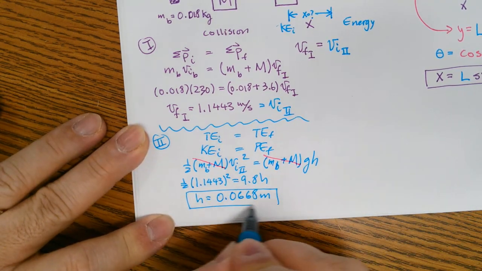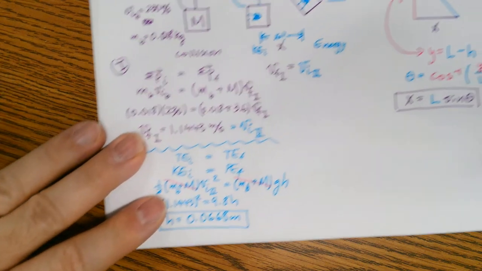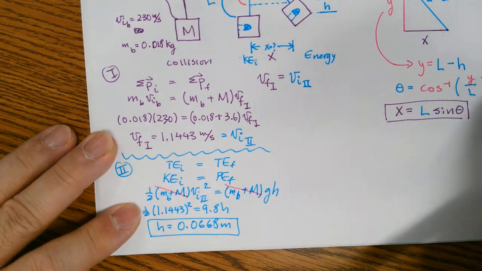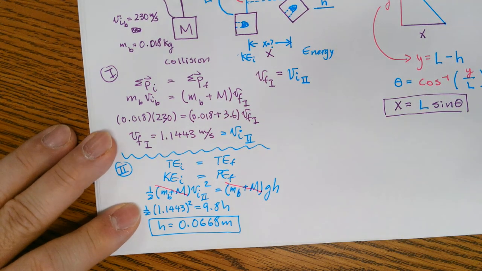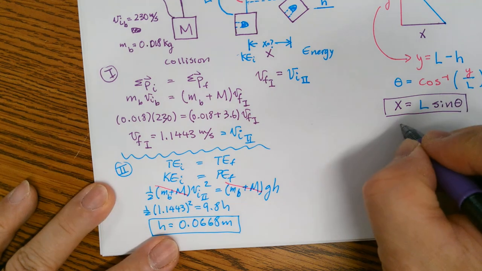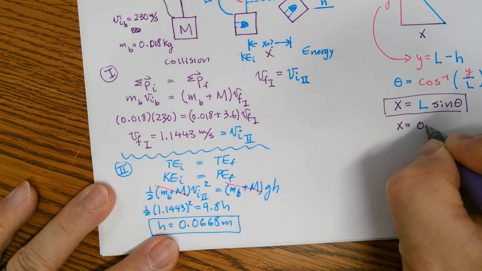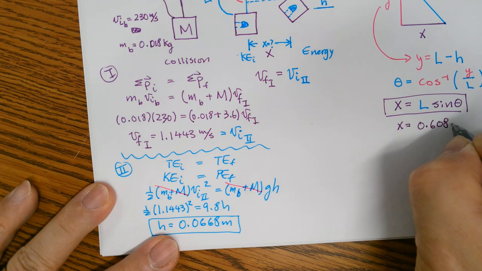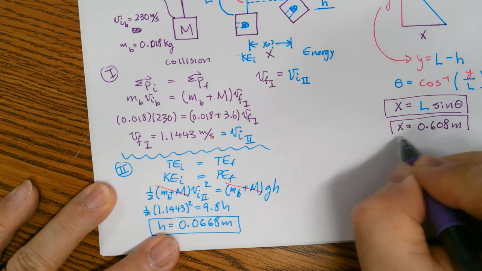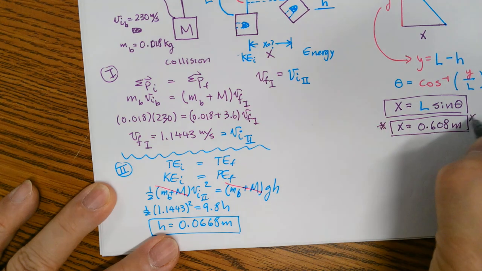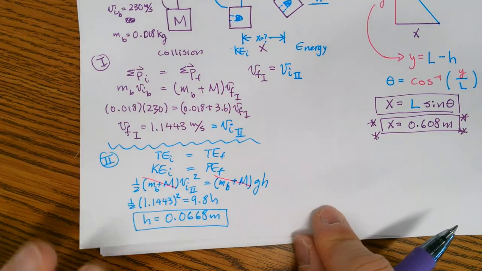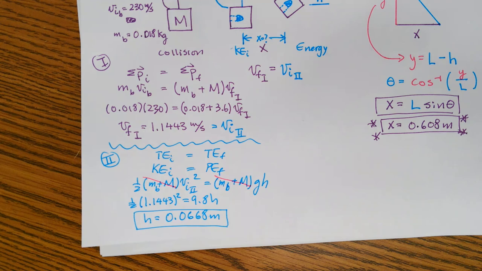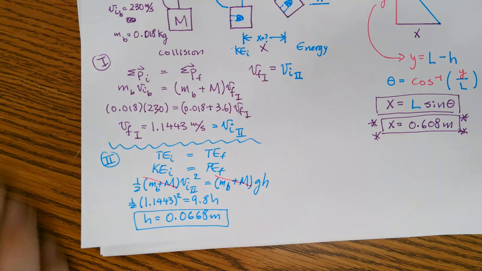Now that you know your height, you can calculate your Y, you can calculate your theta, and you can calculate your length X. And the answer for X, I give it to you, so give it a shot. X is equal to 0.608 meters. The rest is just a brain exercise, really. This is physics class. This is just regular algebra and trig. All right, so give it a shot.